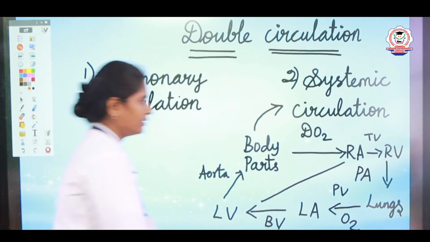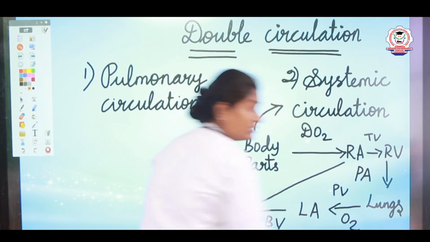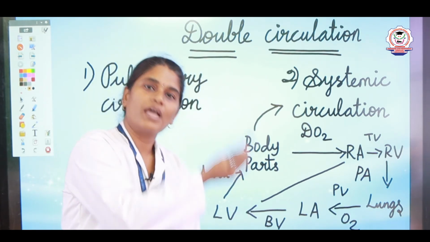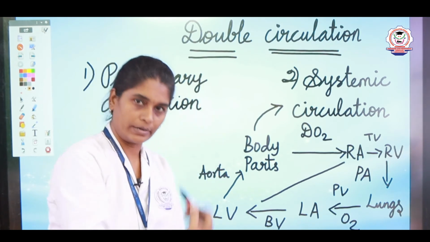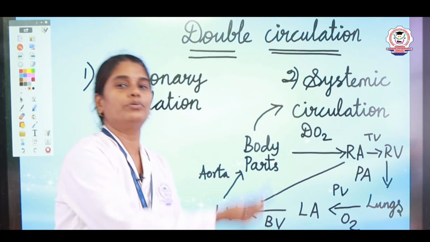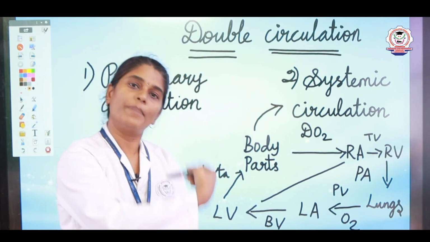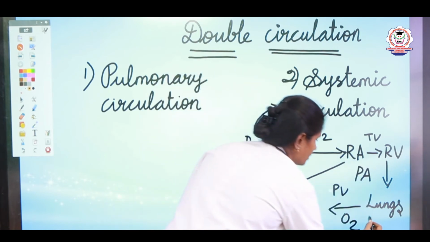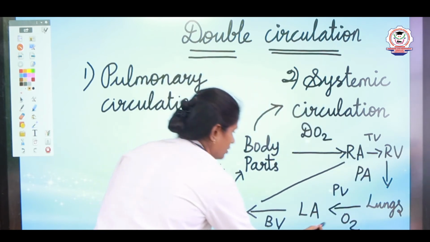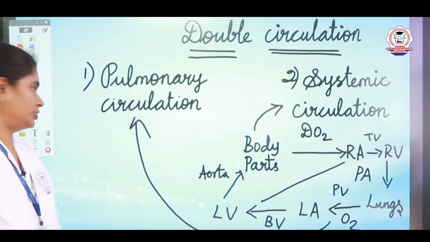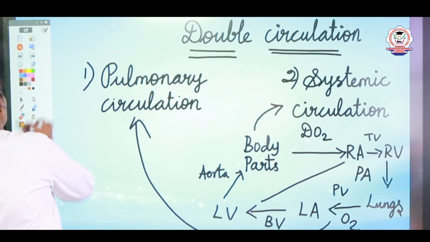Okay. And the deoxygenated blood from the right ventricle enters into the lungs through the pulmonary artery, and again from the lungs the oxygenated blood is entering into the left atrium through the pulmonary vein. So this circulation we call it as pulmonary circulation, right. So now let us see clearly.